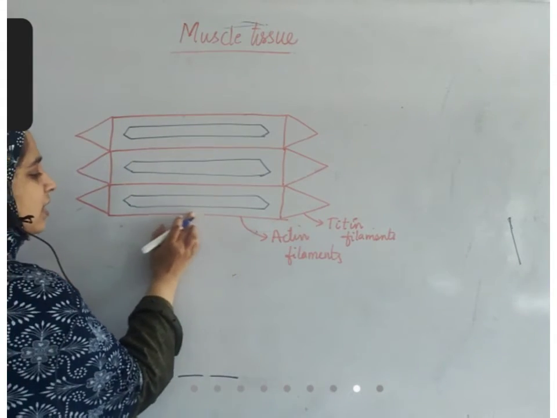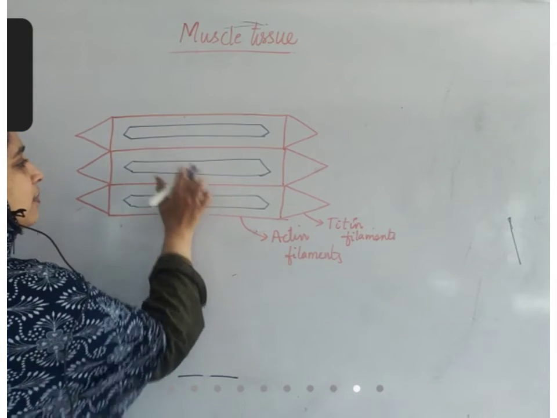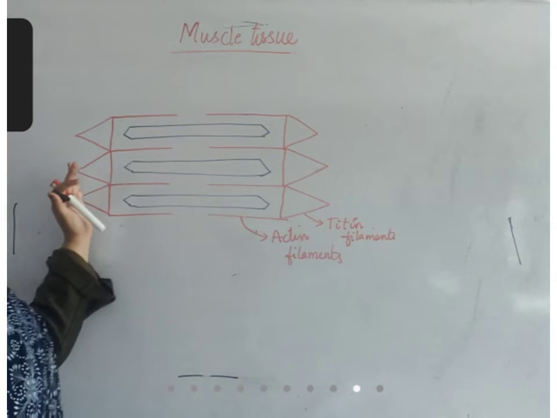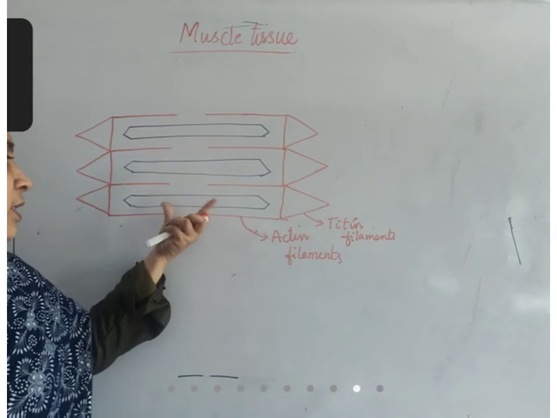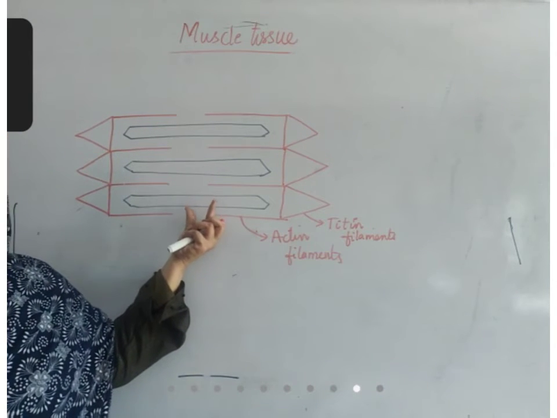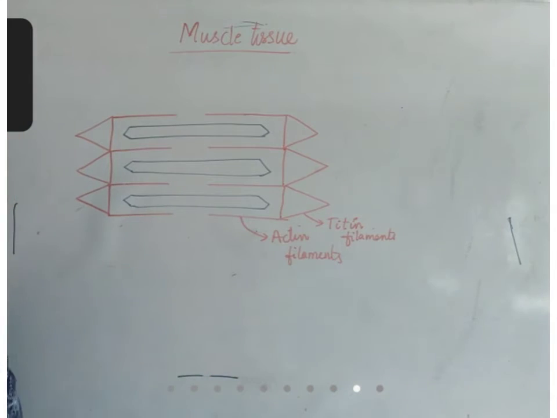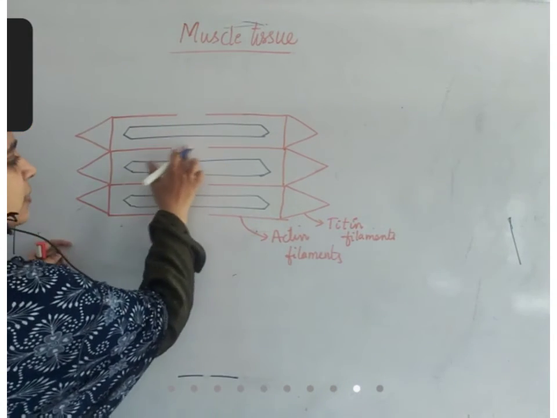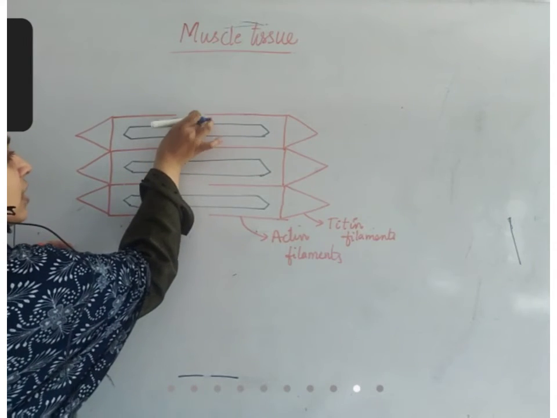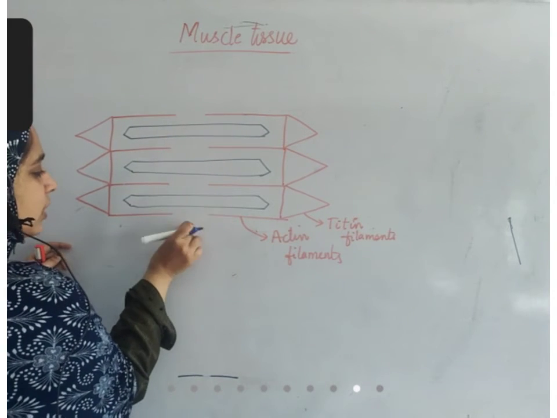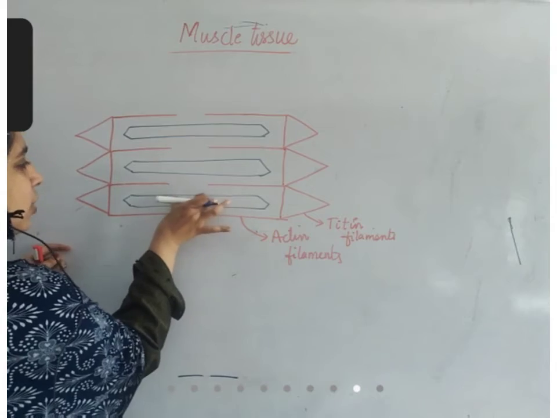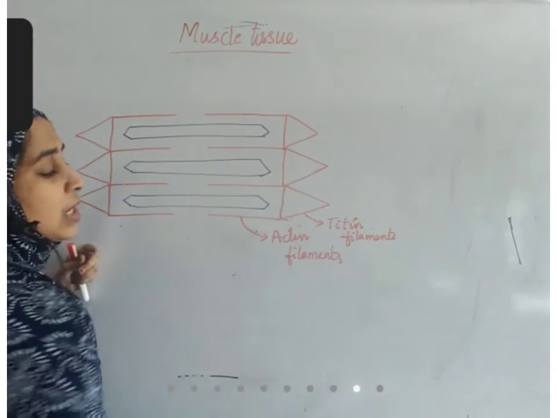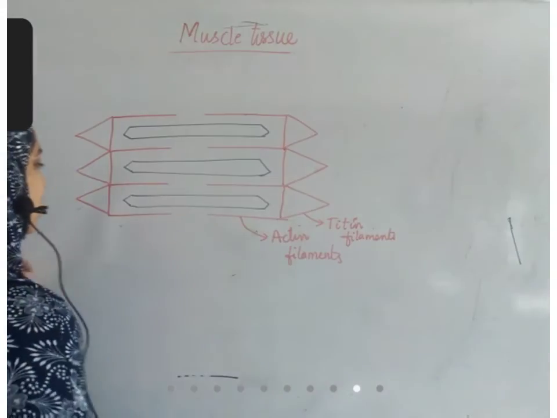This actin is not continuous, but some gaps are there. So whenever this actin will come close, this myosin filament will contract. As a result, our muscle will contract. There is a space, these two will come together, these two will come together, these two will come together. This one will contract, this one will contract. As a result, muscle will shrink and it leads to contraction.